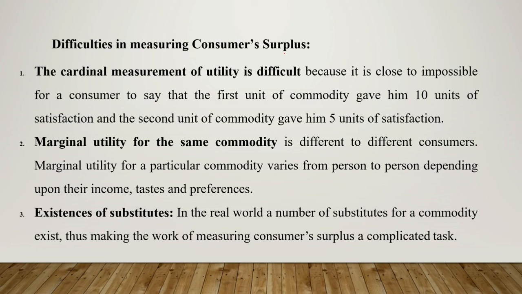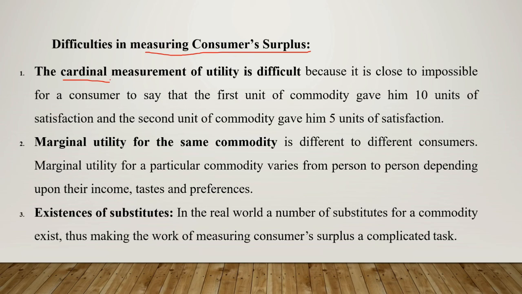Difficulties in measuring consumer surplus. Cardinal measurement is very difficult. In economics, cardinal measurement is there, ordinal measurement is there. Cardinal measurement means numbers are assigned. Suppose we are consuming tea, we will get 50 units of satisfaction. We are consuming coffee, we are getting 100 units of satisfaction. That means coffee utility is twice the tea utility.